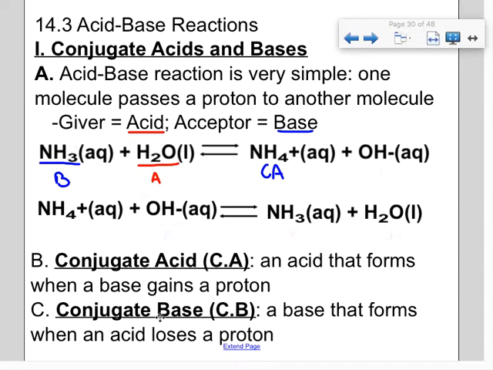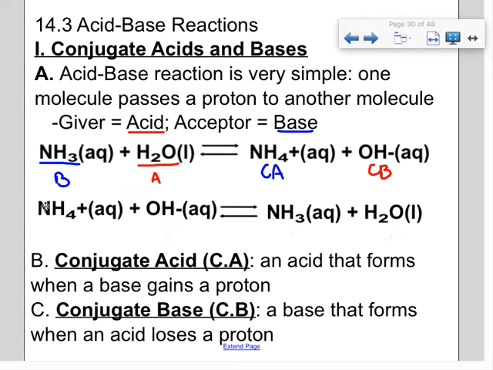And down here, my conjugate base is a base that forms when an acid loses a proton. So my water lost a proton to become OH, which is a hydroxide ion, which is basic or alkaline. So there's my conjugate base. So my acid became a base on the product side, so we call it the conjugate base.